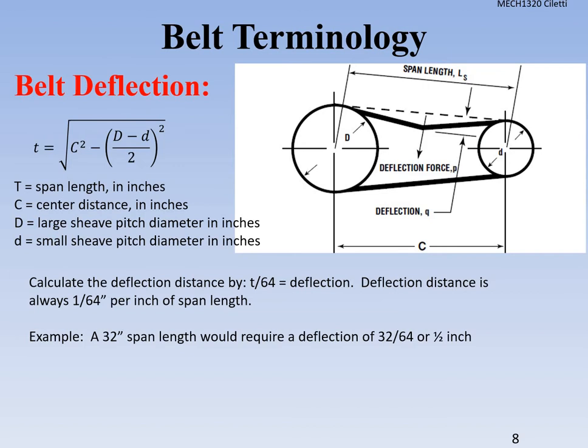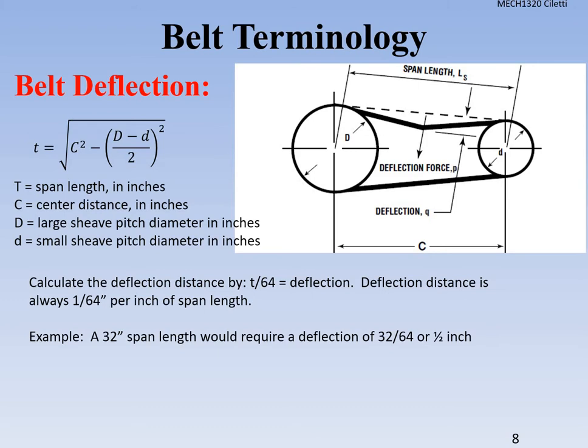So we can take a look at how we set everything up. The equation for belt deflection is the square root of C squared minus the quantity capital D minus little d divided by 2, quantity squared, or we can look at the span length. Sorry, I have an error here. I've got the little t and big T. Where it says span length inches, that should be little t, where C is still the center distance, and the d's are the sheave diameters.